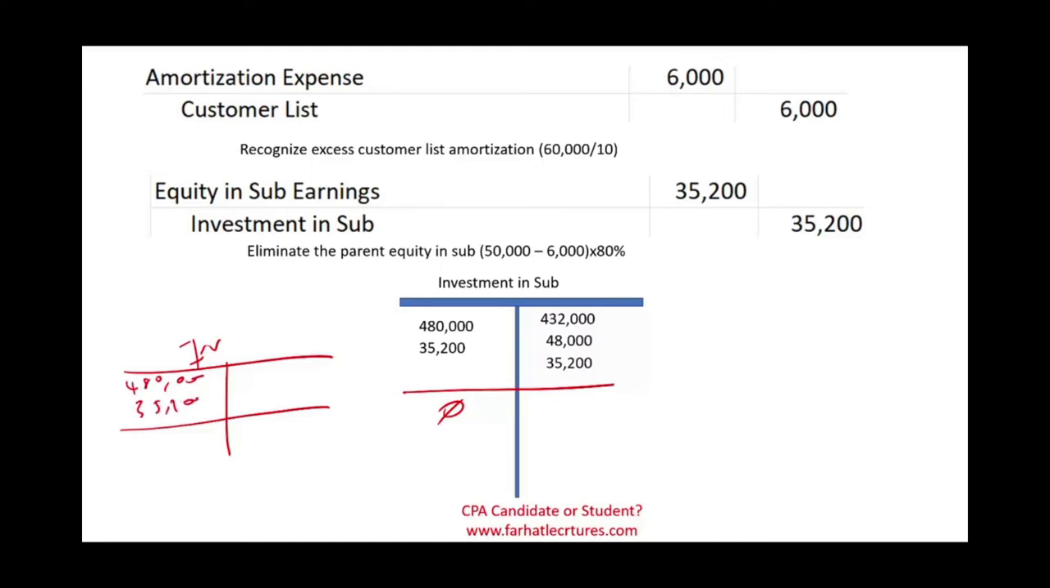So I just want to make sure, because we have to keep track of the investment account. It helps us in our understanding. So if we take 480,000 plus 35,200, the parent has an investment value of 515,200. We assume there is no dividend in this example, to keep it simple. So far the investment, this is on the parent books.